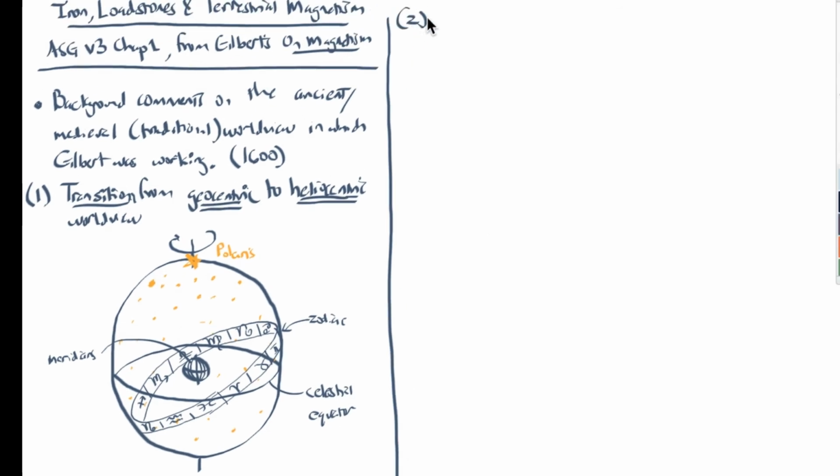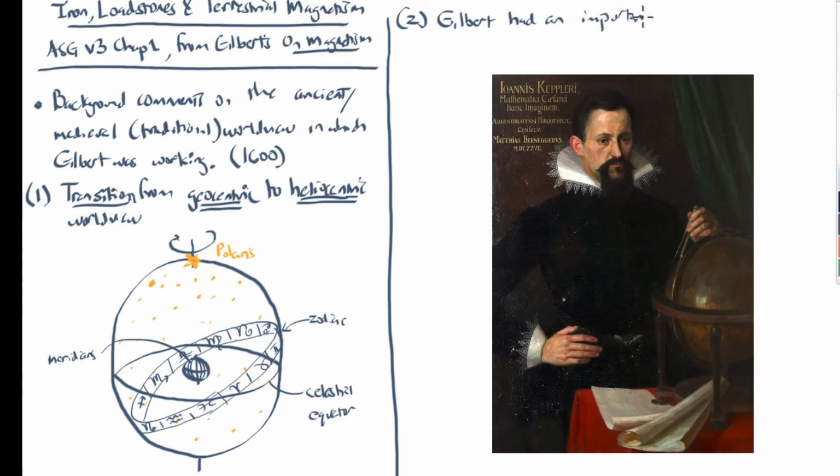The second point I'd like to make is that the work of Gilbert would influence Johannes Kepler. So Gilbert had an important influence on Johannes Kepler. You might recall that Kepler came up with some laws of planetary motion slightly after Gilbert, and Kepler also, like Copernicus, was a heliocentrist. He believed that the planets go around the sun.